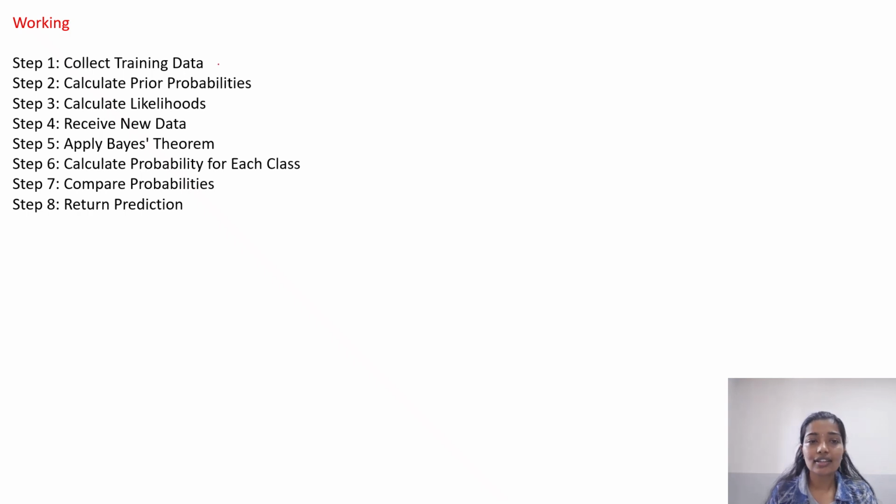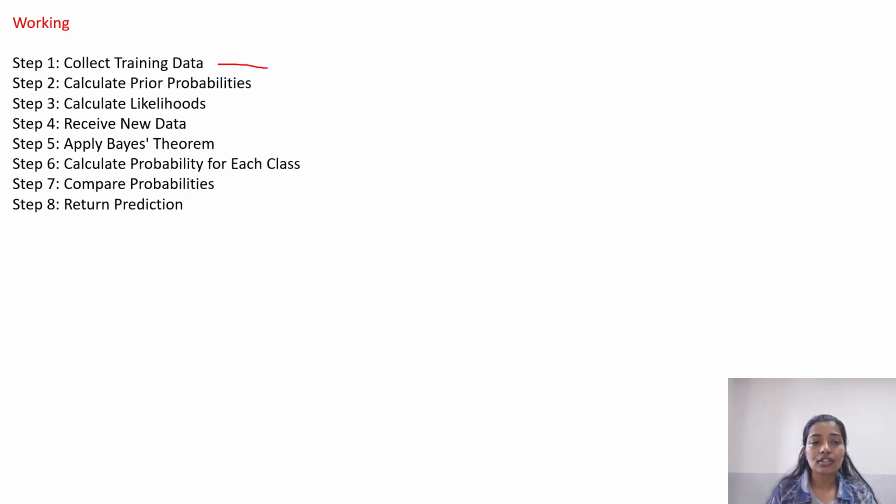So firstly we collect the data set, then we calculate its prior probabilities and likelihood. Here we have not considered evidence. Earlier we calculated evidence, but here we did not consider it because we can ignore it, because for every class it remains the same. So we calculate the likelihood, then we receive a new data point and apply the Bayes theorem. Then we calculate the probability of each class. Like in our example, the probability for each class was 0.6 and 0.4.